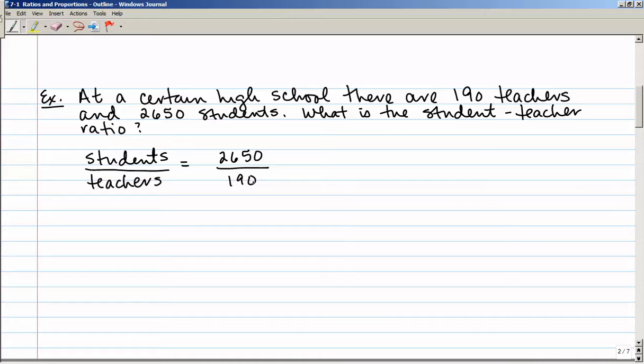So basically, to figure out how many students there are for each single teacher, in other words, have a 1 in the denominator, I would just do this division in my calculator, and it comes out to be 13.9473, and keeps going on for a while, which is approximately 14, which means that the ratio is about 14 to 1. And in student-teacher ratios, this is the way they usually write it. There's one teacher for every 14 students at this school.